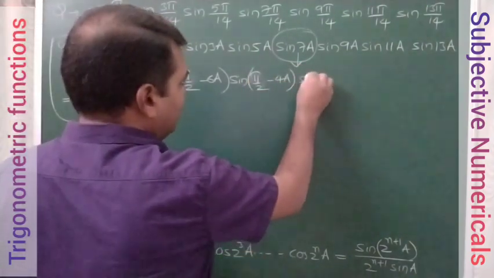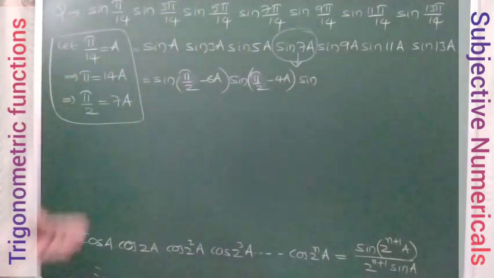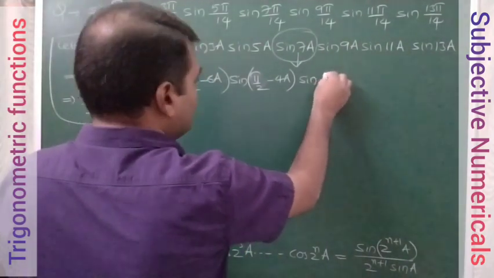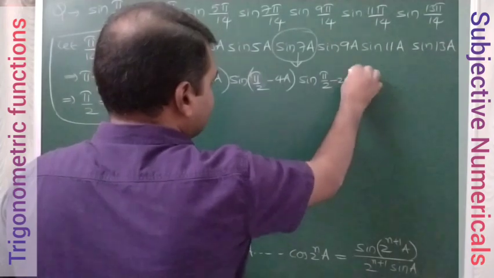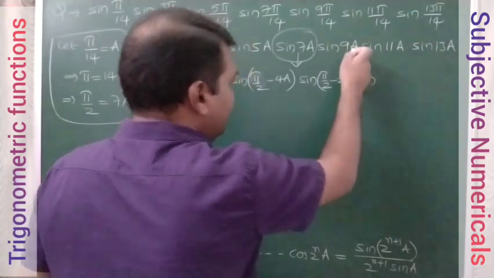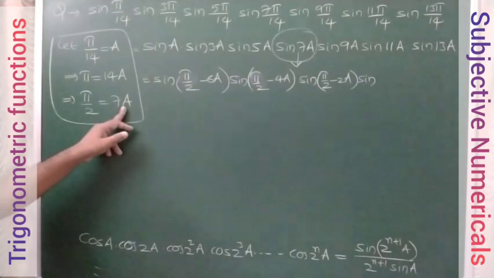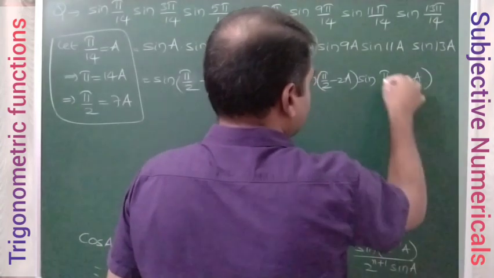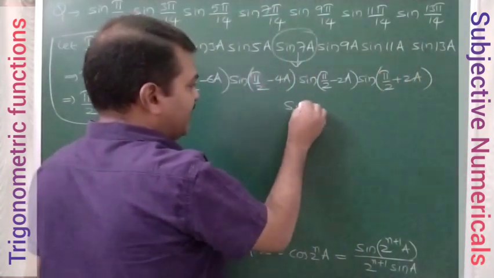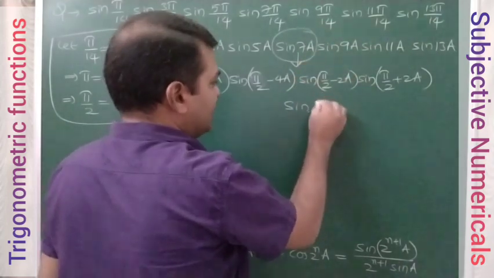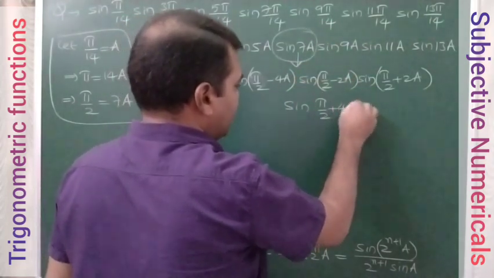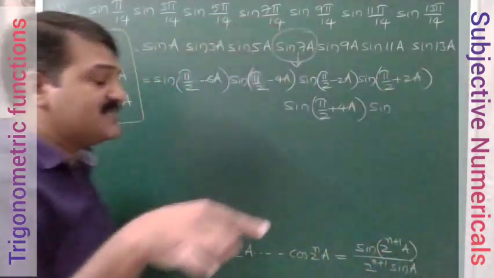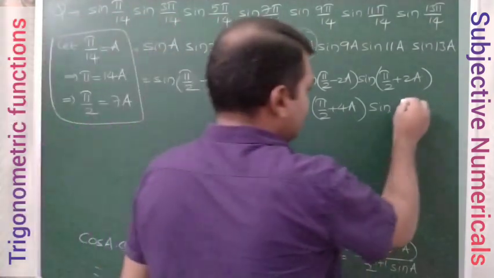Okay. Next, sine 5a. Every angle, try to express in terms of 7a. So 5a means 7a minus 2a, no? So pi by 2 minus 2a. Next, 9a. 9a means 7a plus 2a. That means pi by 2 plus 2a. Next, 11a. Sine 11a means 7a plus 4a. That is pi by 2 plus 4a. Next, last one. 13a means 7a plus 6a. So pi by 2 plus 6a.